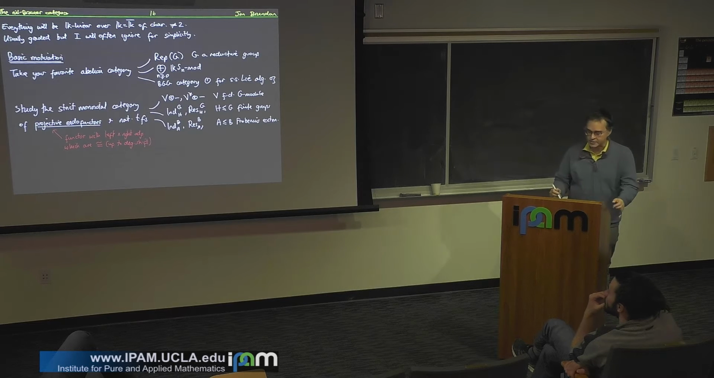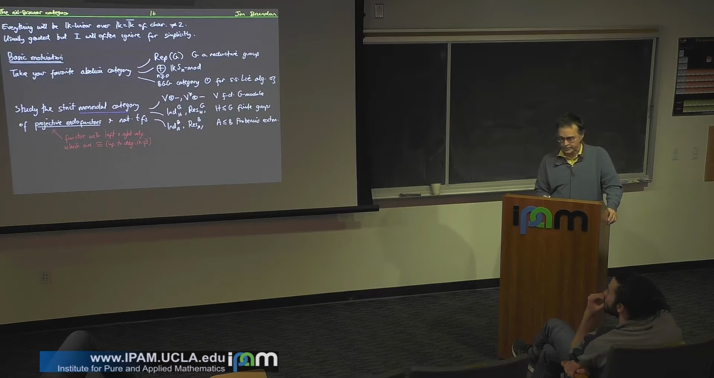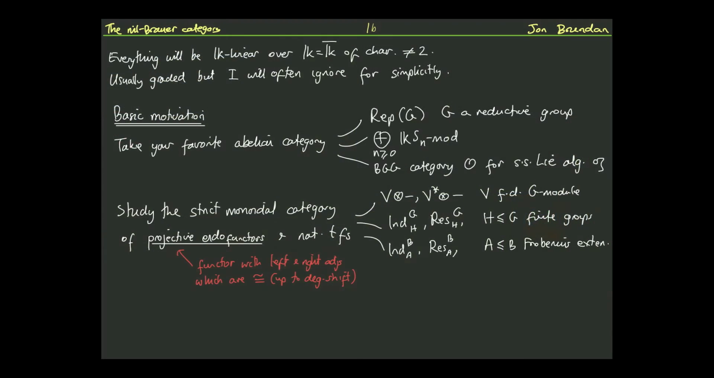I'm interested in studying the strict monoidal category of what I call projective endofunctors of your favorite abelian category. My definition of a projective endofunctor is just a functor, everything's k-linear in the talk, just an endofunctor of the category which has both a left and a right adjoint, and those adjoints should be isomorphic. Often I'll be in a graded setting, so that isomorphism might incorporate some grading shift or something like that, so they might not exactly be equal.